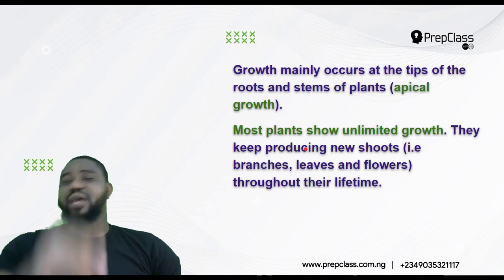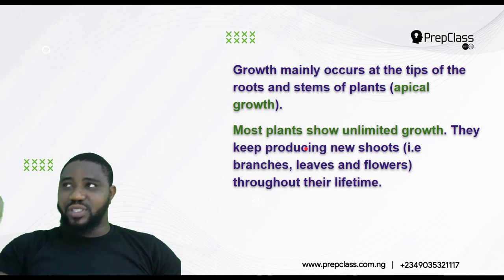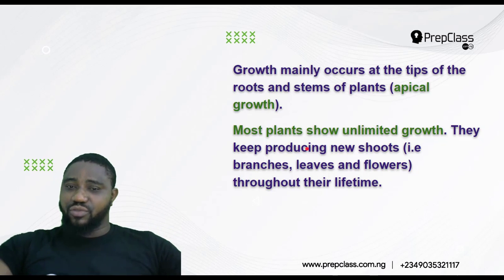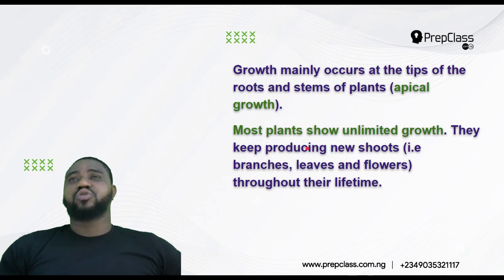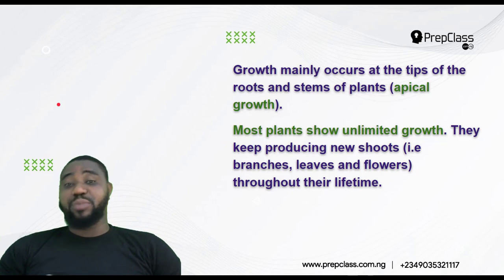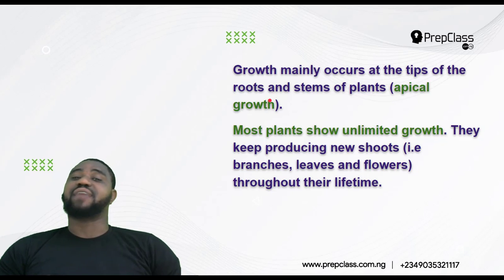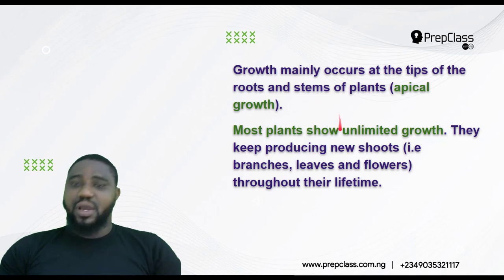Whereas sometimes you have to trim them. Even after trimming them, after some years, you still see them growing out new shoots or new stems and leaves. We call that kind of growth unlimited growth. So some plants like that, especially some trees, show unlimited growth, continuing to produce branches, leaves, flowers and stems all throughout their life. So plants practice apical growth at the tip, and they also show unlimited growth.